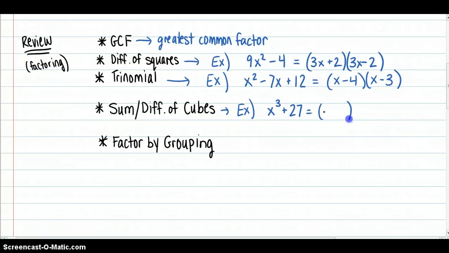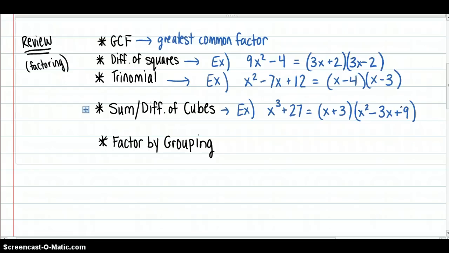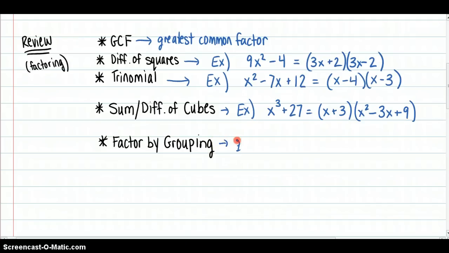We first factor out just the cube root of each. So x plus 3 is the cube root of each. Then we'll take that first term and square it. We'll take both terms and multiply them together. And we'll take the last term and square it. And then our signs should always be same, opposite, always positive. SOAP. And difference is pretty similar, just with different signs. Factoring by grouping, that's the one where we could have 4 terms, something like this.